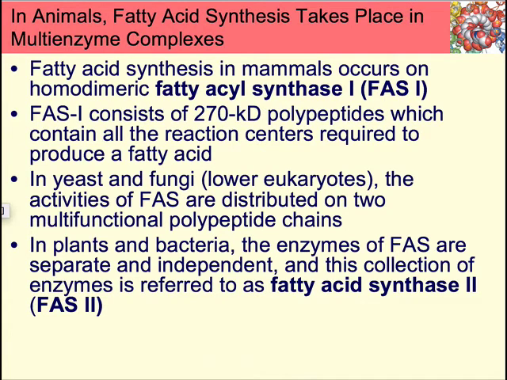Fatty acid synthesis in mammals occurs on a homodimeric fatty acyl synthase 1, also known as FAS1. The FAS1 consists of 270 kilodalton polypeptides, which contain all the reaction centers required to produce a fatty acid. On the other hand, in yeast and fungi, the activities of fatty acyl synthase are distributed on two multifunctional polypeptide chains. In plants and bacteria, the enzymes of the fatty acyl synthase are separate and independent, and this collection of enzymes is referred to as the fatty acid synthase 2, or FAS2.